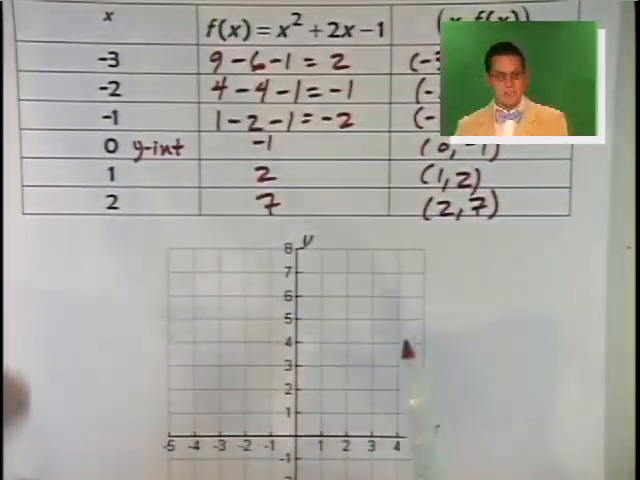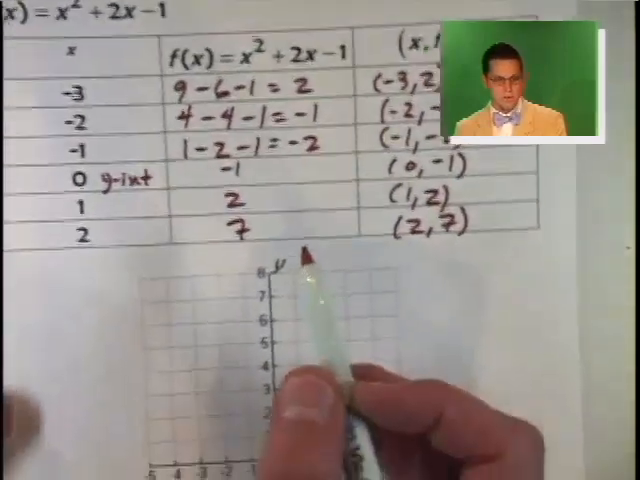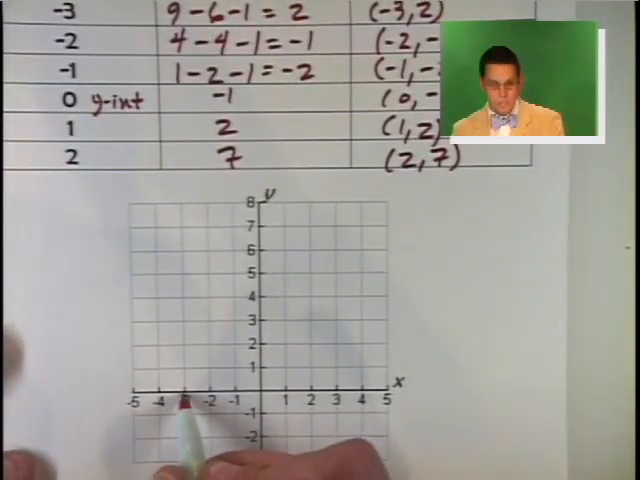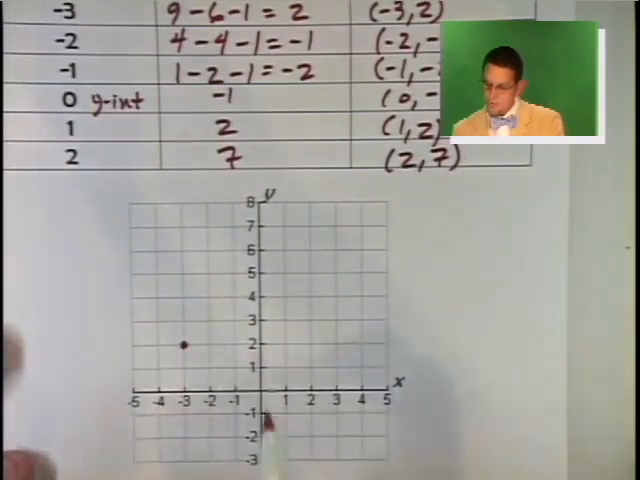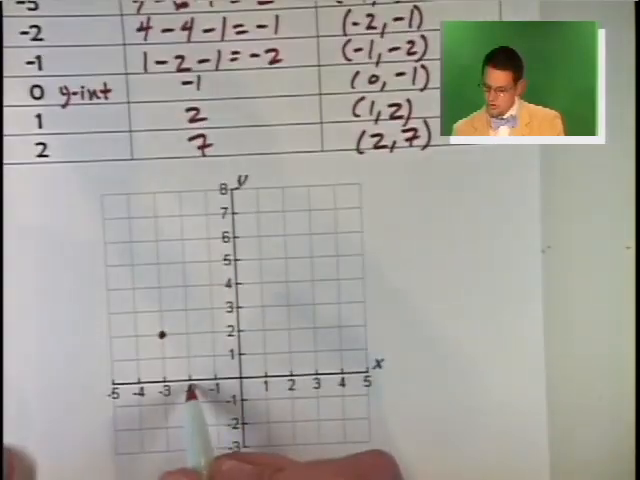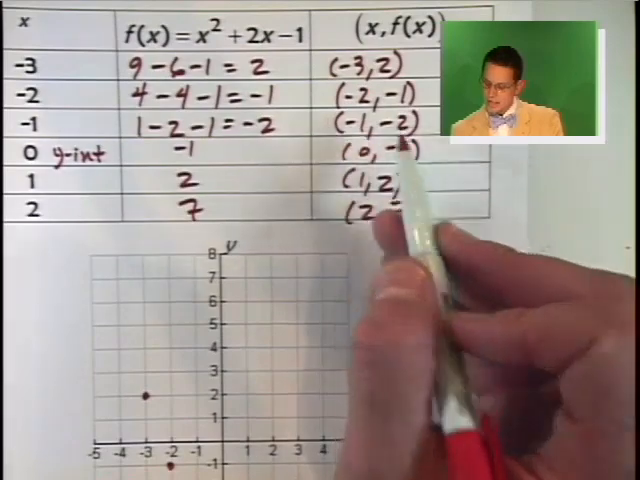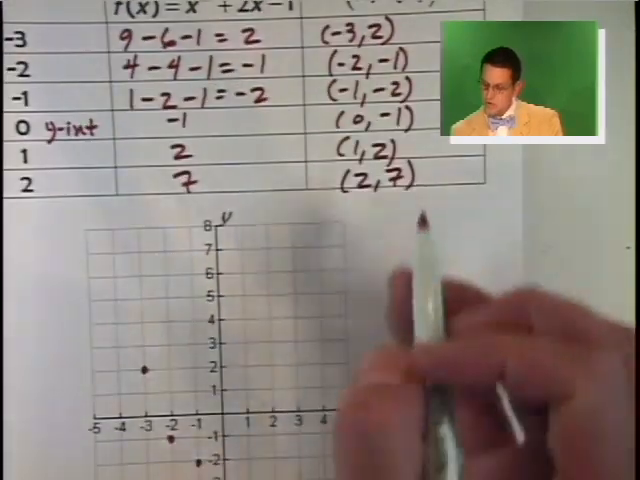So let's go ahead and plot these points. These points, (-3, 2), down here. I got -3. I go left and up 2. Got that point. (-2, -1). That's left 2 and down 1, so that puts me here. I've got (-1, -2). That puts me down here.